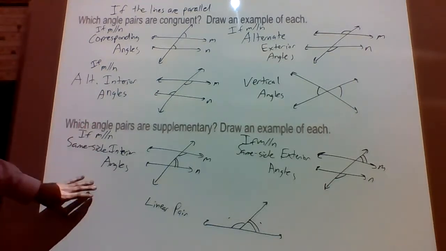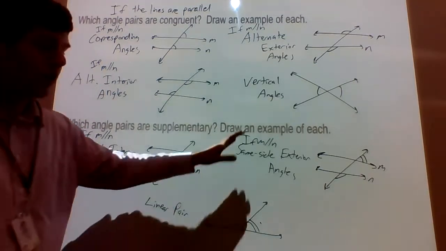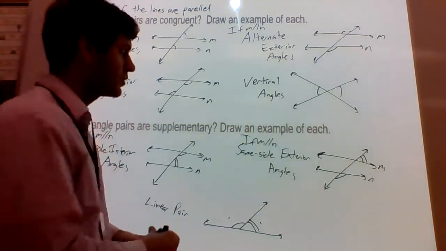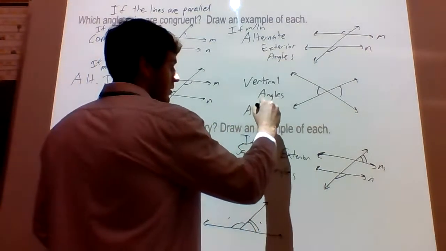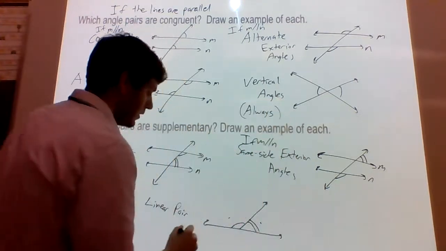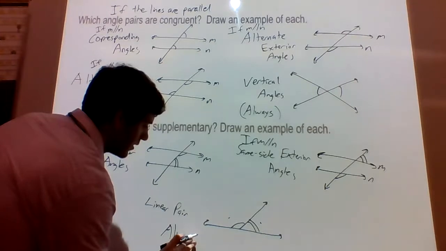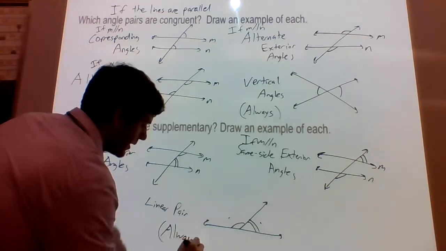All right, so we have seven angle pairs. Two of them are always going to be true. So vertical angles are always congruent. So let's write always. Always. Linear pairs are always supplementary.